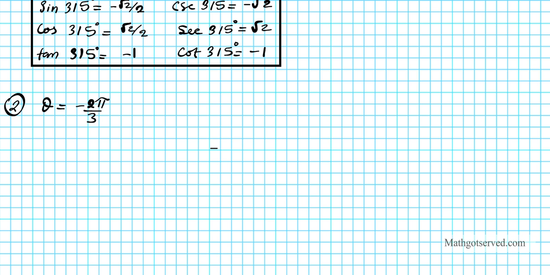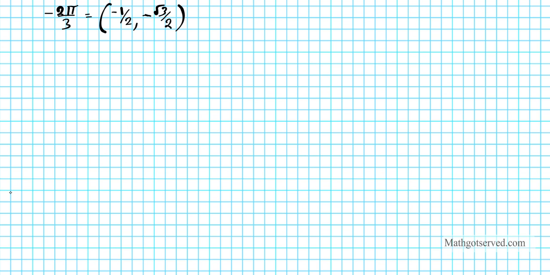Negative 2 pi over 3 is equal to 240 degrees. All right, so the point for 240 degrees on the unit circle, so negative 2 pi over 3, is negative 1/2 and negative root 3 over 2. Okay? Now this is our x coordinate and this is our y coordinate. We're just going to use the unit circle ratios to finish this off.